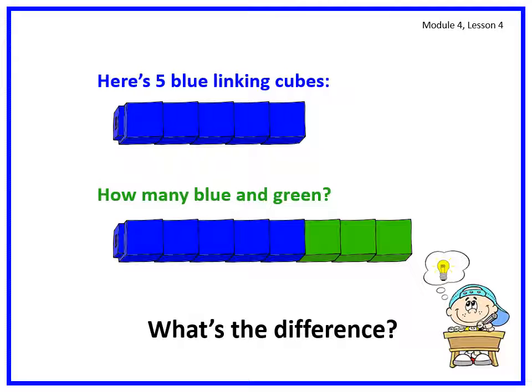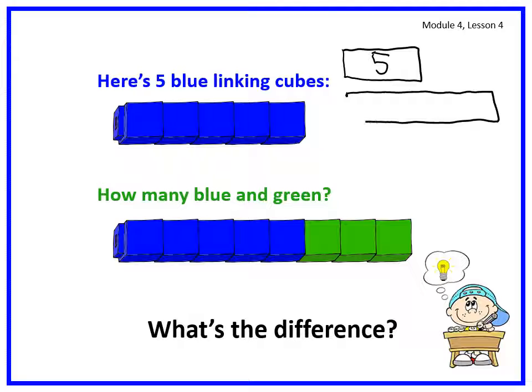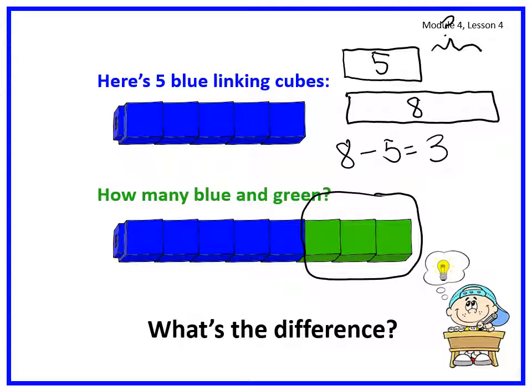I've added more. So if I want to know what the difference is, I can take a look at that using my tape diagram. So if I had 5 on top, and then on the bottom I have 8, I want to know what that difference is right there. So how many are there? So let's put that into a number sentence. So 8 minus 5 equals 3. So there you can see the difference is 3.